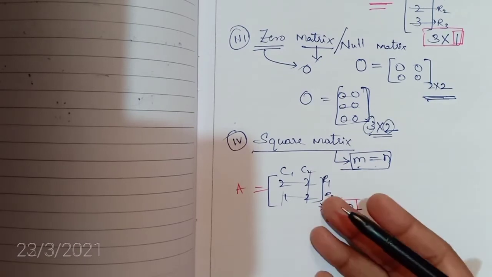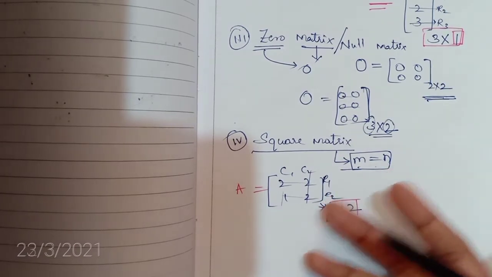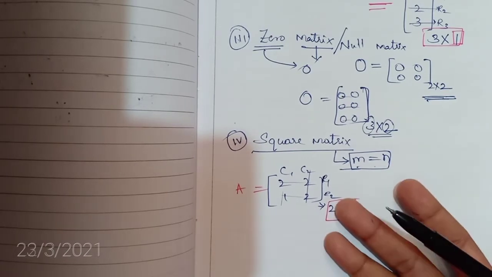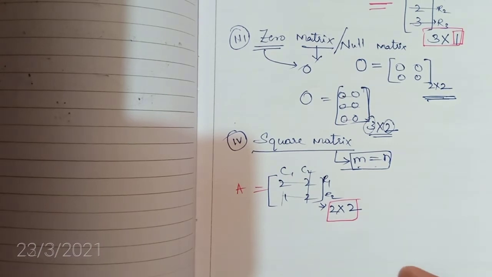The entries which you are taking can be anything. It's your wish, you can take any number. Then that becomes a square matrix. But in a square matrix, if you take particular entries, then that is known by a particular name. Let us go with those also.